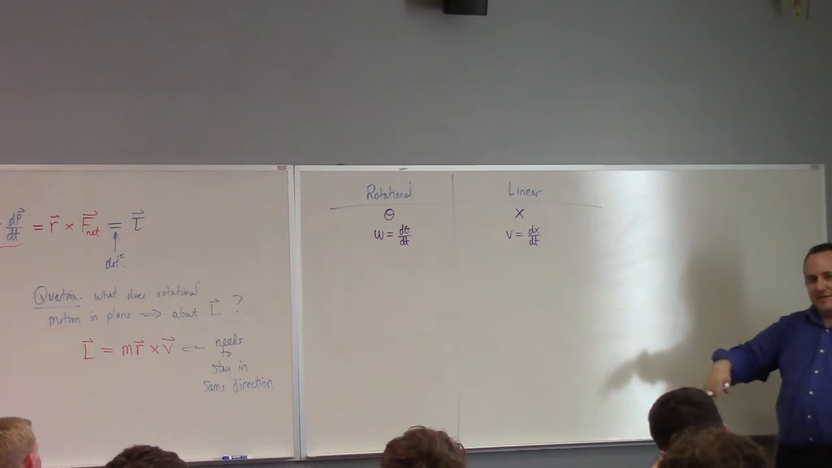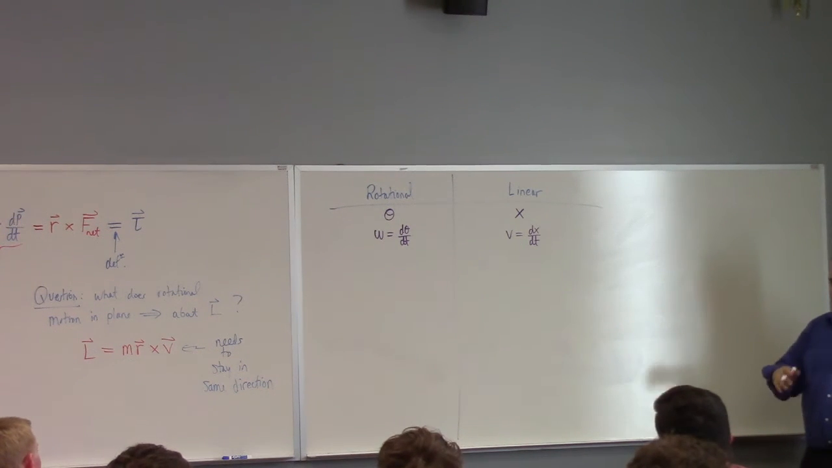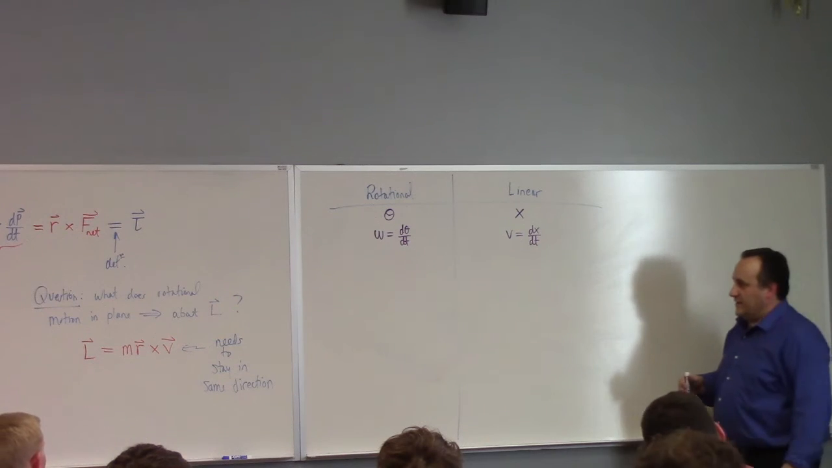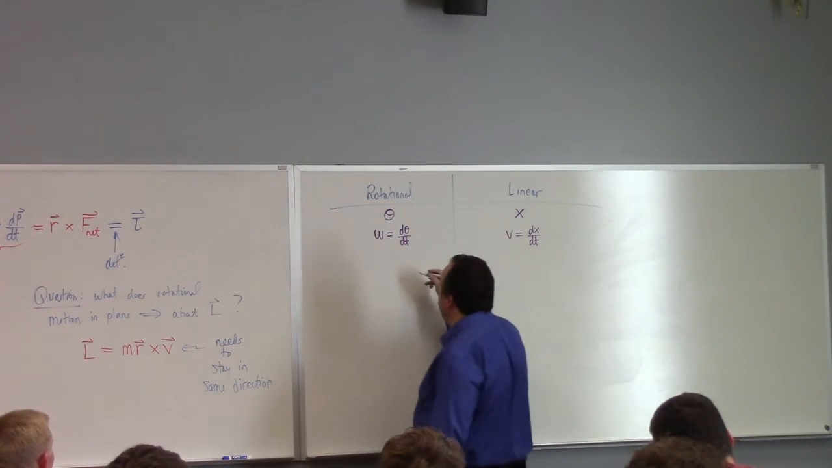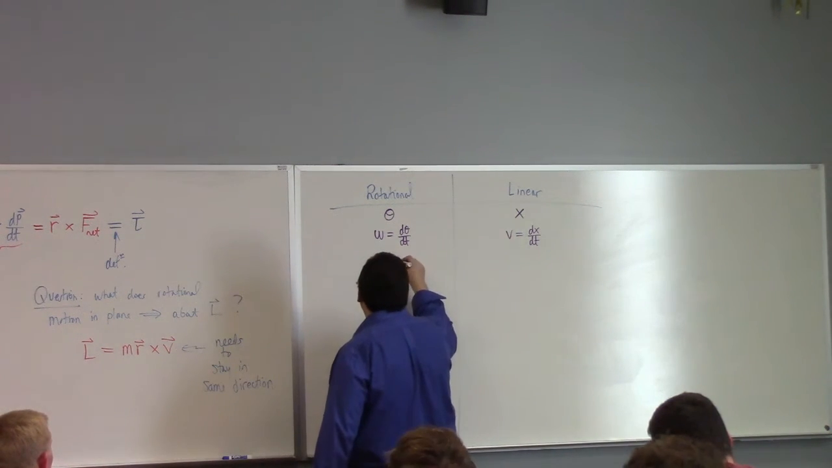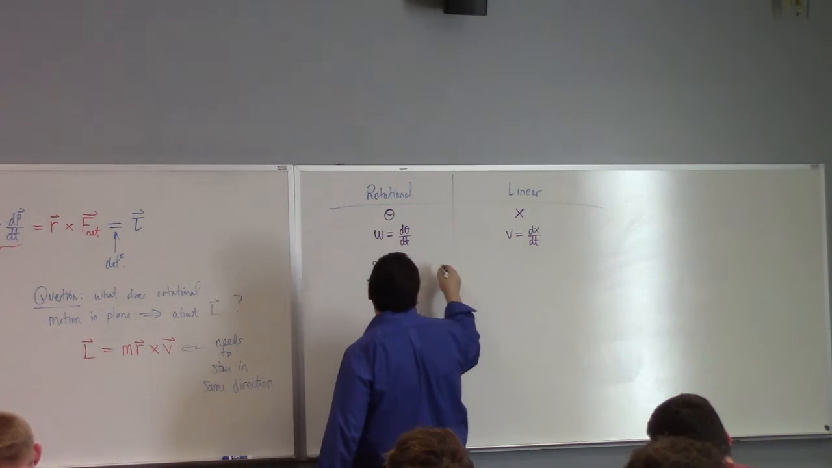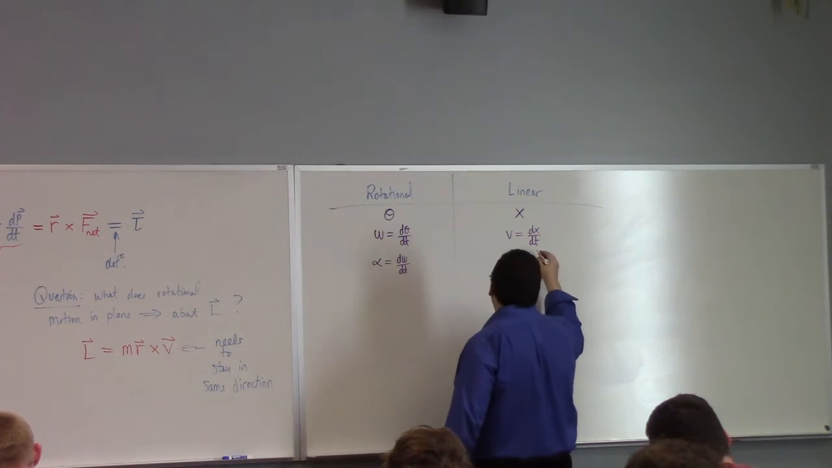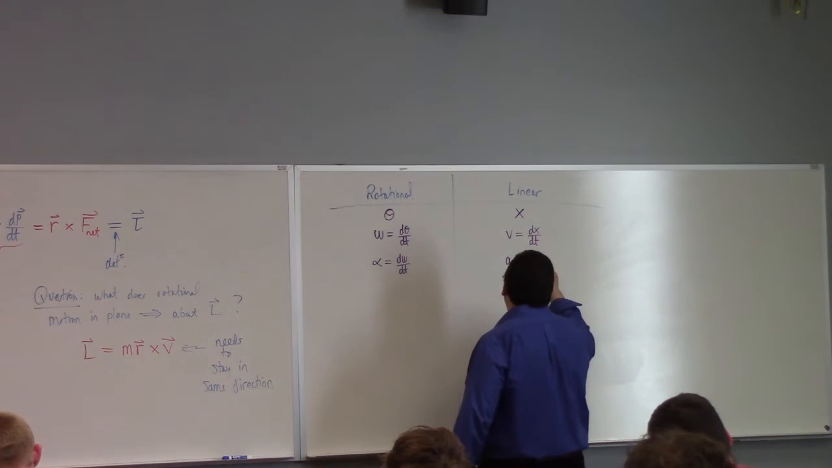All of this pesky three-dimensional stuff I was just talking about doesn't really come into play because our focus is on a plane. Next up, alpha, d omega dt. So what's that? Over here you've got acceleration, which is what? dv dt, right?